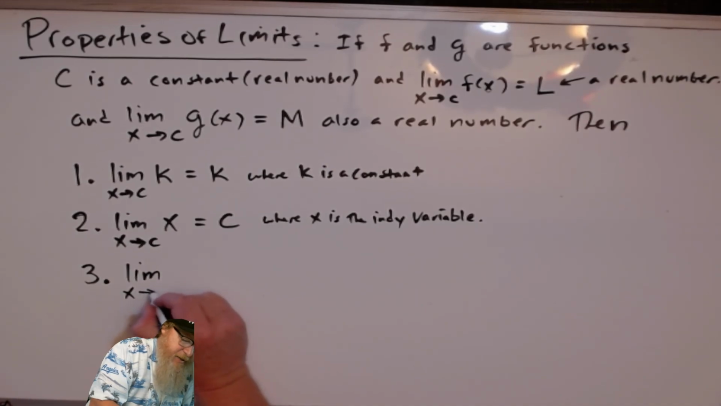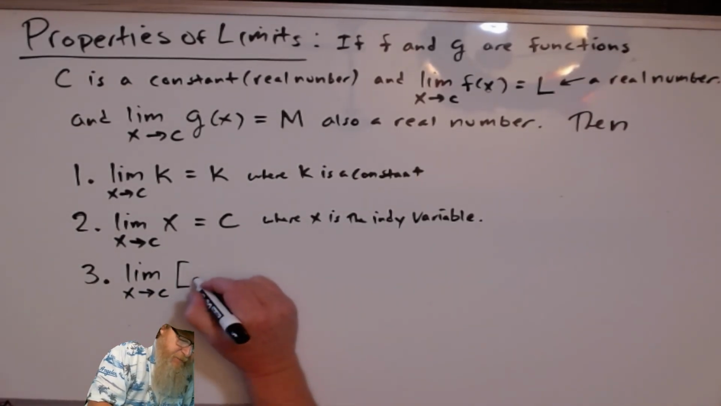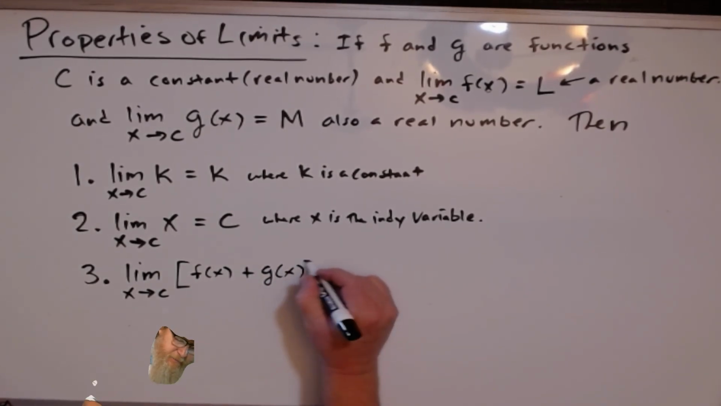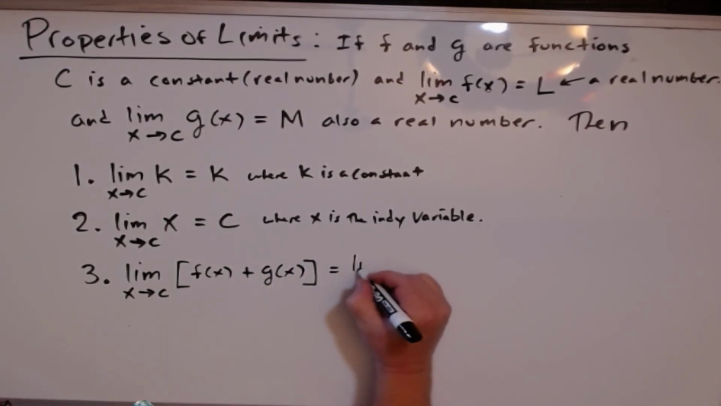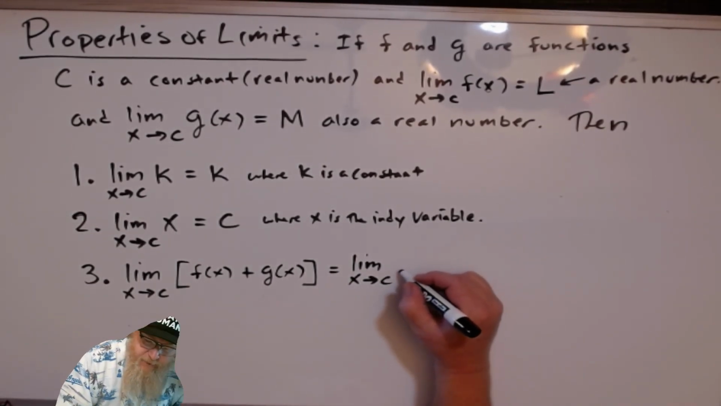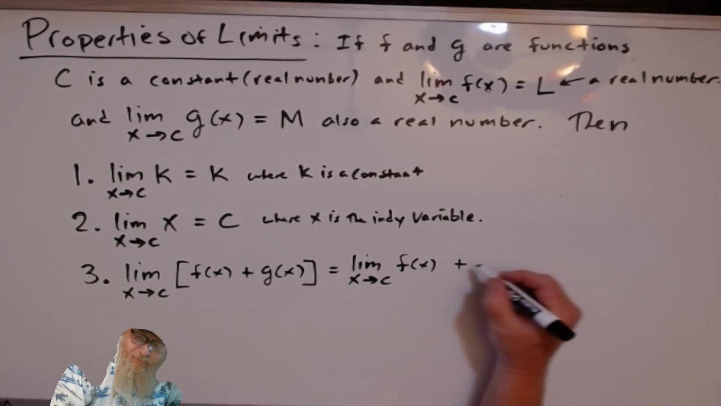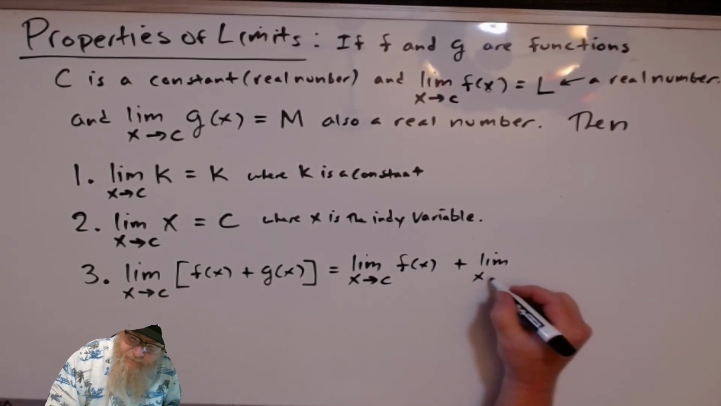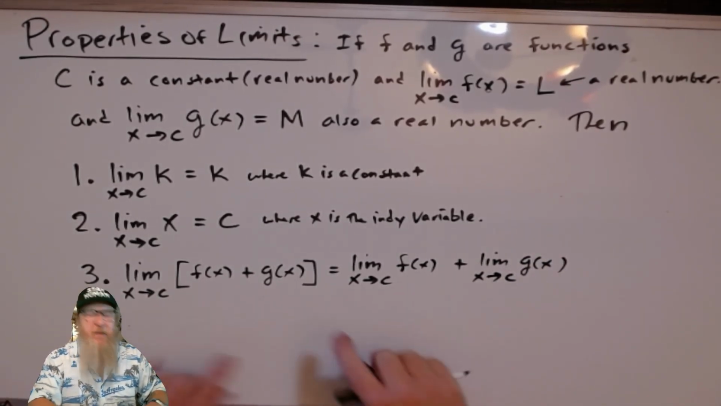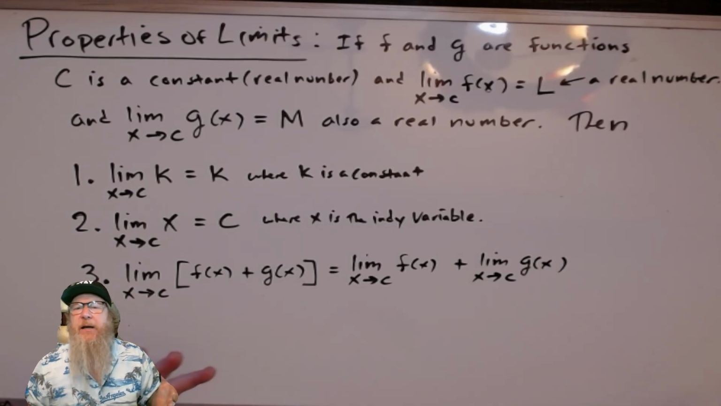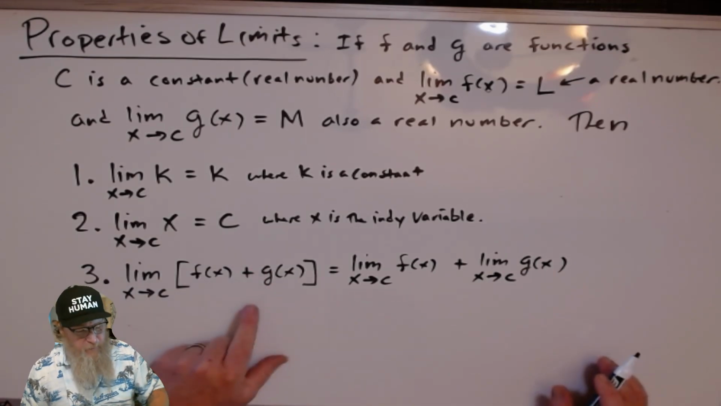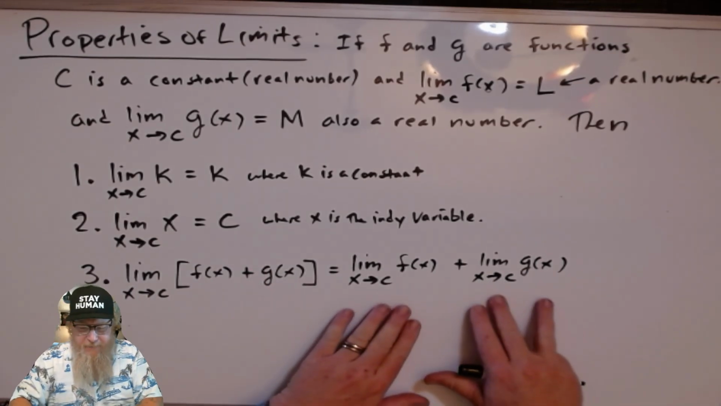The limit as x approaches c of f of x plus g of x is equal to the limit as x approaches c of f of x plus the limit as x approaches c of g of x. This can sort of be thought of like the distributive property in algebra. Right? You are taking the limit and distributing it over the sum, and now you have the sum of the limits.